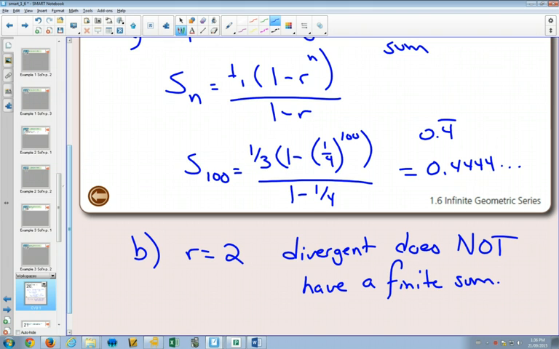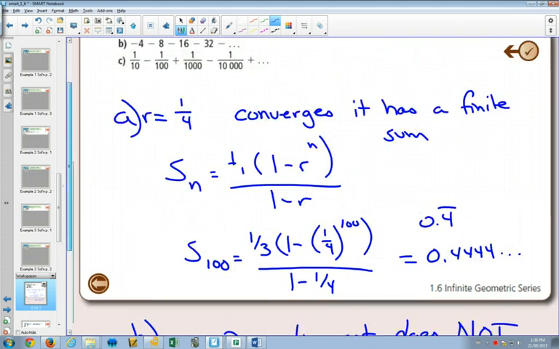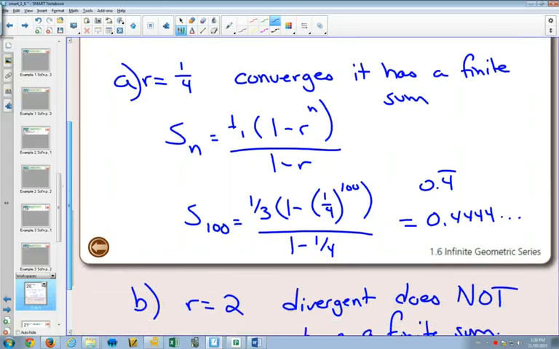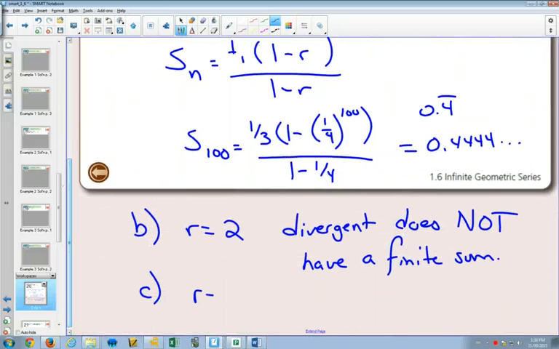And finally, for part C here, we go 1/10 minus 1/100th plus 1/1000th. Here, our R value is negative 1/10. And do those numbers get closer and closer to 0? Yes. So this one is convergent.